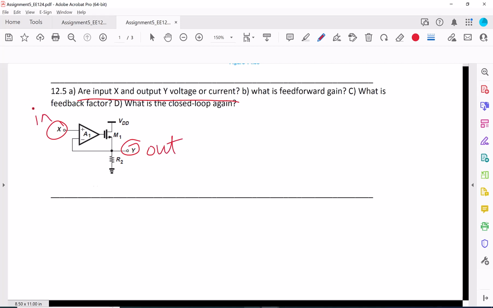Then what is the feed-forward gain? Open loop, yes, feed forward. You don't need to give me the equation, but at least I hope you can tell me it is the gain of this part times the gain of that part. Are you able to do that? What is the feed-forward gain? The gain of A1 times the circuit due to M1, right? But what circuit is that? Source follower. Exactly.